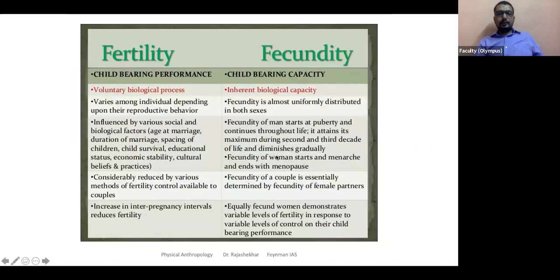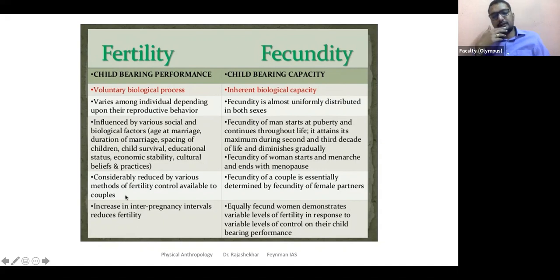So fecundity can vary between men and women, and these are the factors that normally vary. And you may also see some factors overlap between fertility and fecundity. We're going to talk about in the next class how certain factors would influence fertility and fecundity. Some differences you may also notice there, that we'll discuss later.